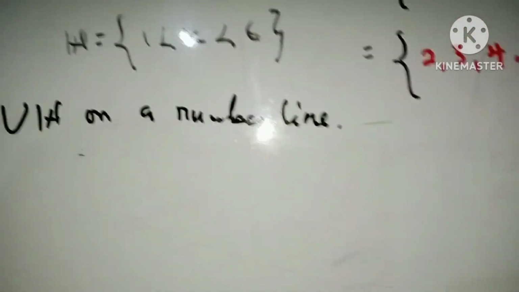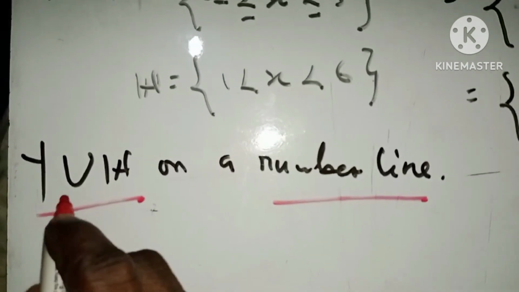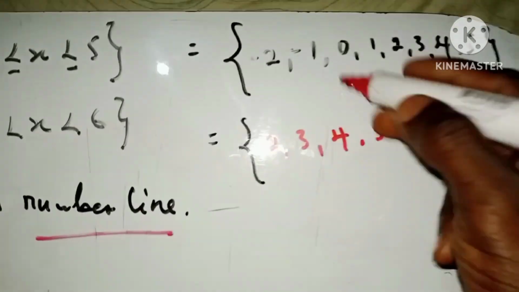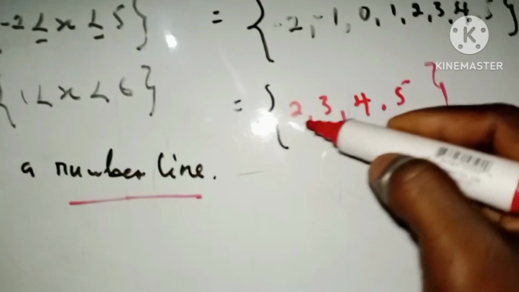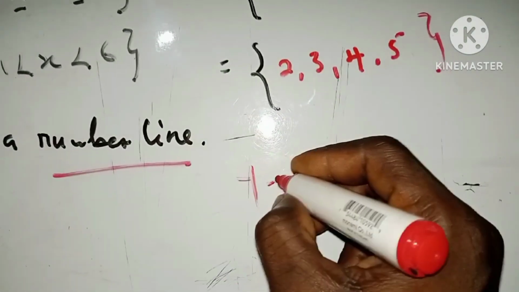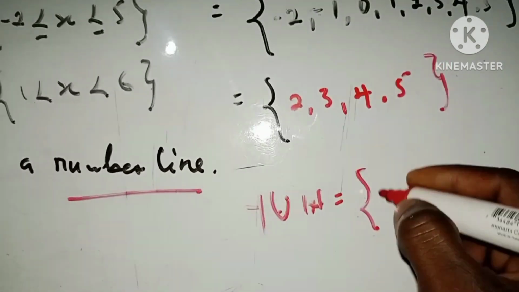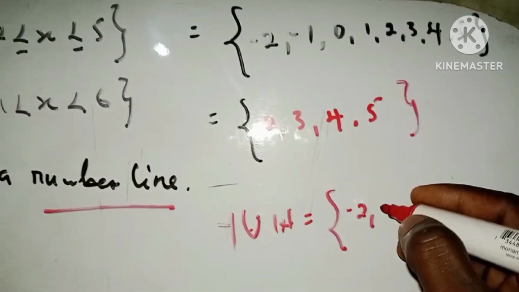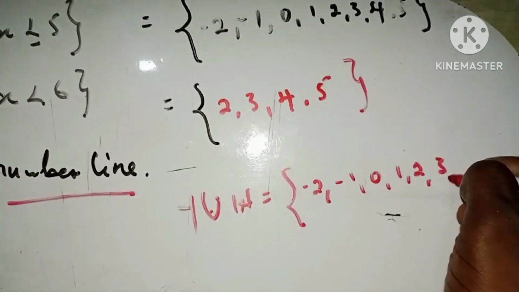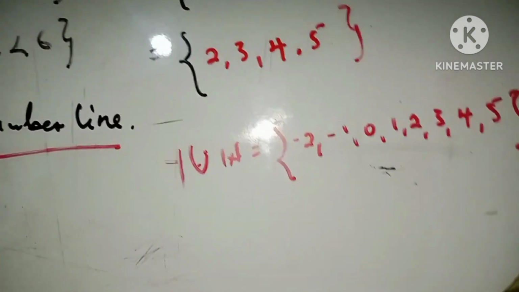Now the question says that we should represent this on a number line. So this here is Y union W. The meaning of the union is that we are going to combine these two sets. This set here is for Y, and this is also for W. Combining these two, this is what you have, Y union W, starting from -2, meaning that we are combining everything together: -1, 0, and then 1, 2, 3, 4, up to 5. So this is what we are going to represent on the number line.